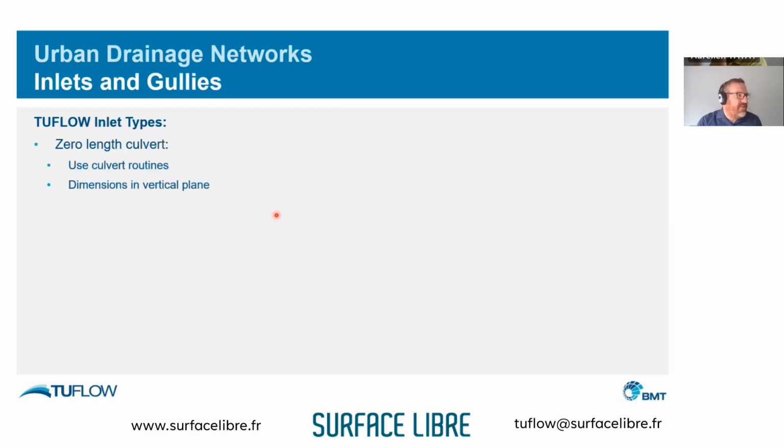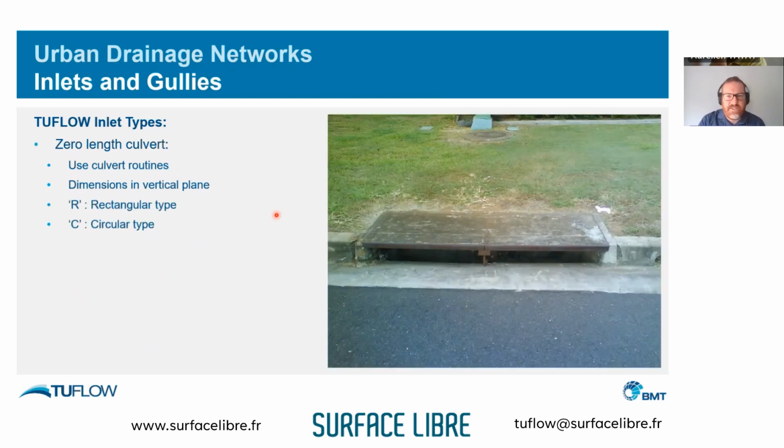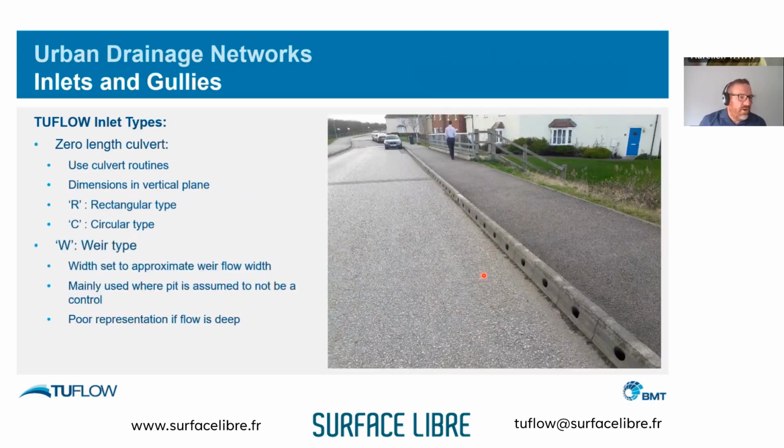So we have various different inlet types. The first is to use a culvert routine. So for this, we can specify an R type or a circular type. And what they do is they just calculate the inlet and outlet losses based on the assumption that this is just a rectangular culvert. It's not a great way of doing things.